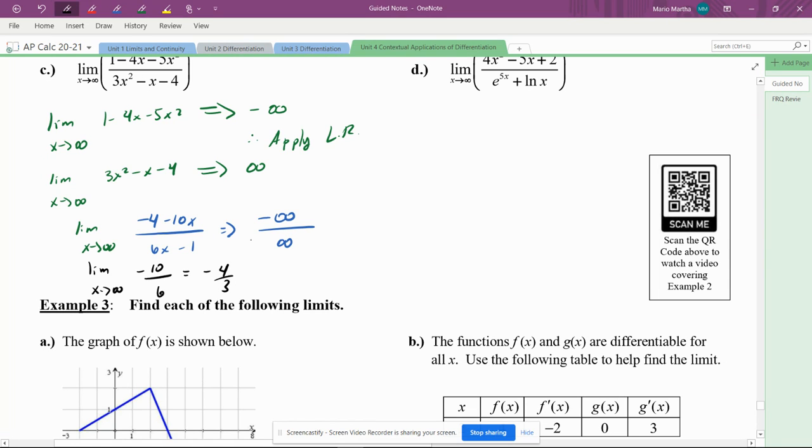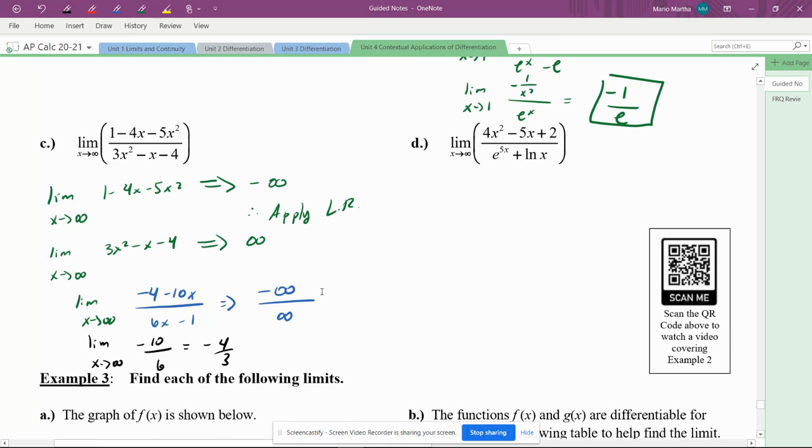So the derivative of 1 minus 4x minus 5x squared over 3x squared minus x minus 4 equals negative 4/3. Here you use equals because it is a numerical value.